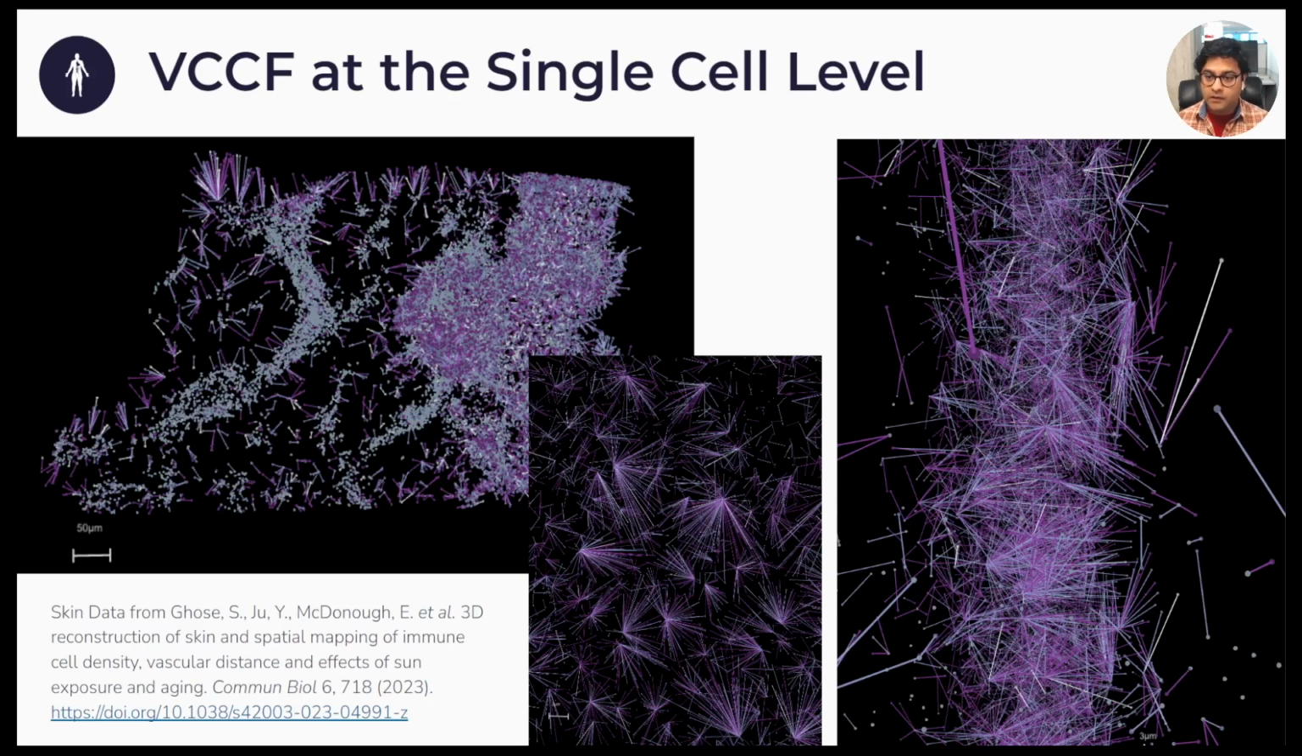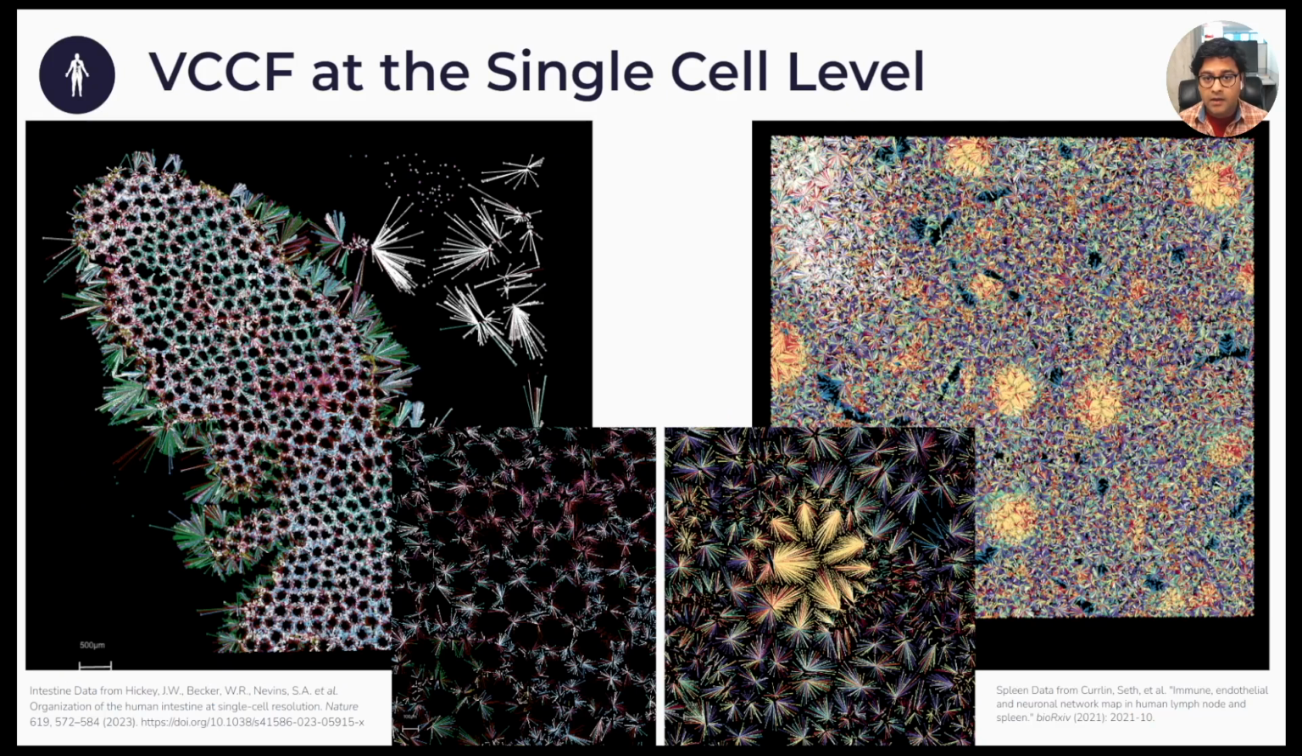At the single cell level, we can think of the VCCF as distances between different cells and the closest endothelial cell, or blood endothelial cell, which is what represents the blood vasculature. Here you have an image of skin data, of 3D skin data, where each cell is connected to the closest endothelial cell. And here you have similar examples from intestine and spleen, and this can be done using spatial proteomics or spatial transcriptomics datasets, running cell segmentation algorithms and cell annotation algorithms on them, and then computing these distance distributions.